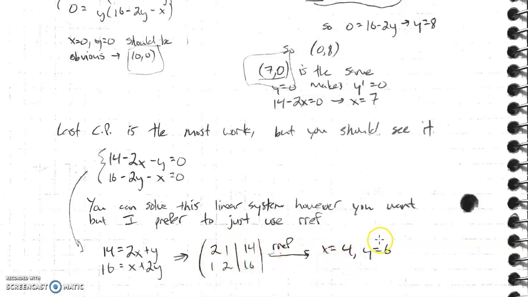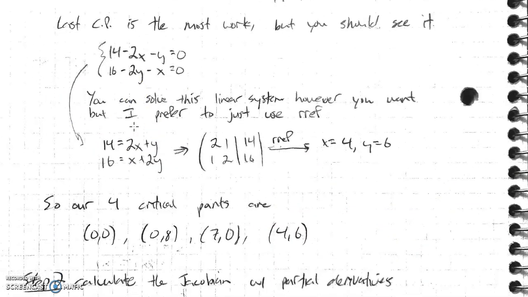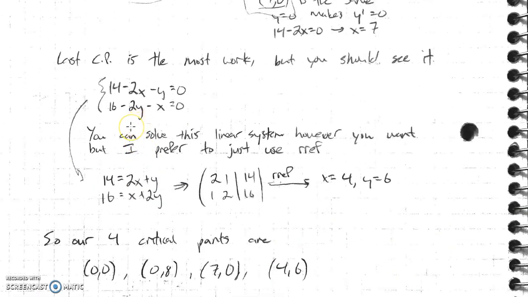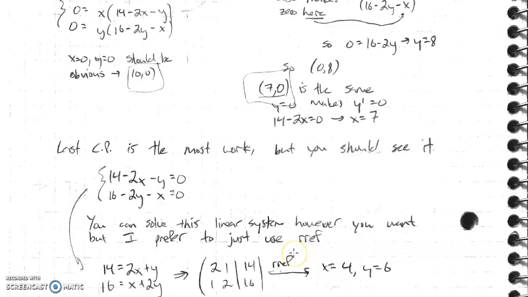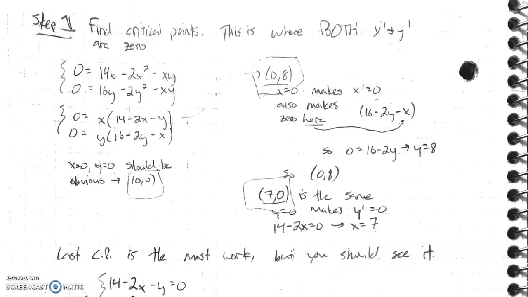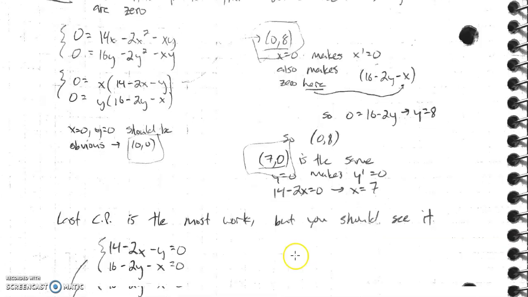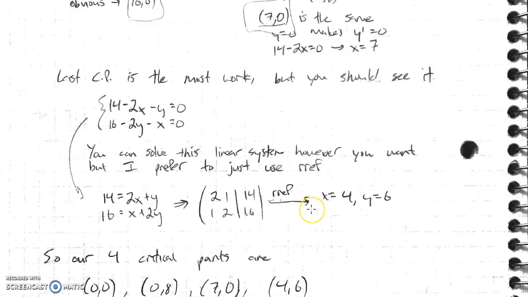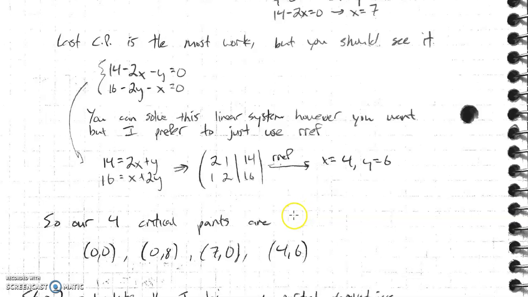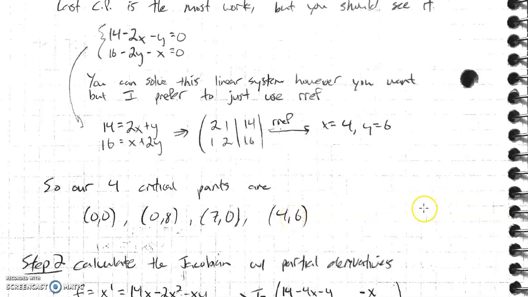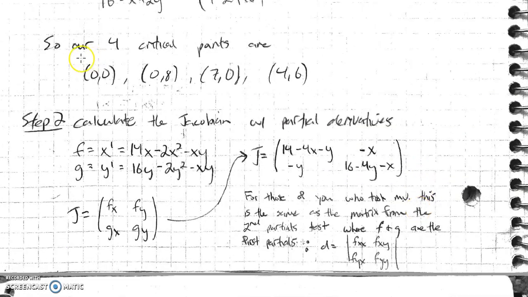RREF it, I get 4 and 6. So you could use elimination, lots of different things you could do for that. So our 4 critical points are (0, 0), (0, 8), (7, 0), and (4, 6). That was step 1. And I think I have 5 in this PDF. So that was step 1 of 5, but the rest of it kind of goes a little bit quicker. All right, so I think we can do step 2, and then we'll pump to another video.